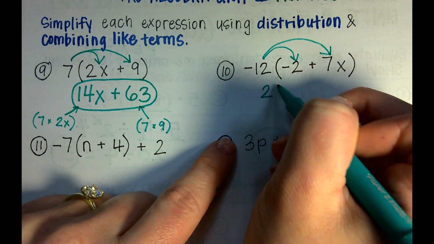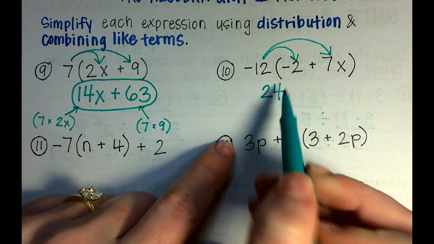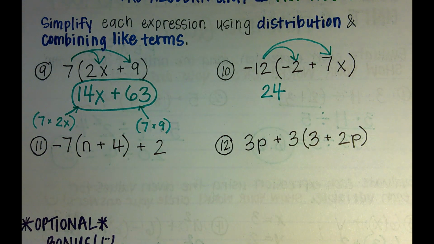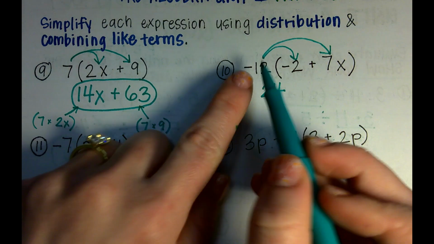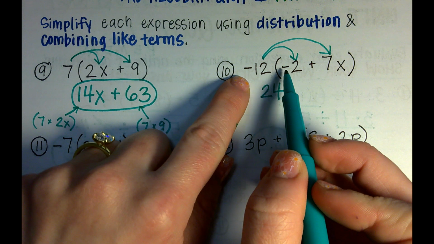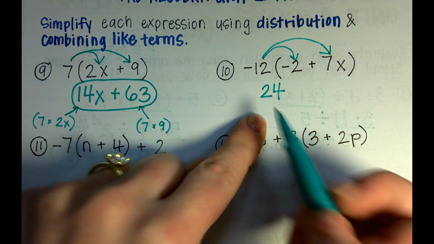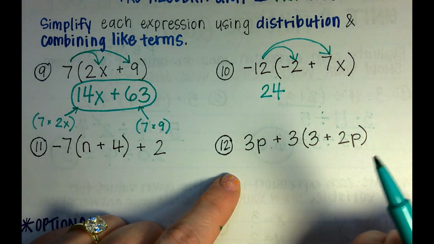Yes, just 24. Why is it not negative 24? Because a negative times a negative. Yes, a negative times a negative gives a positive. Good. So we've got 24.